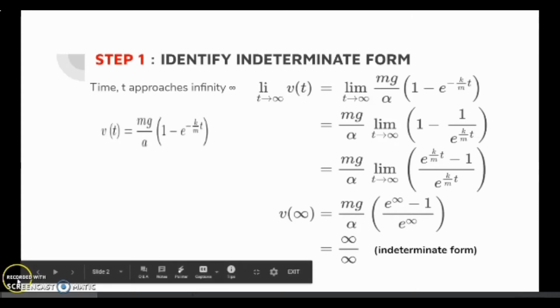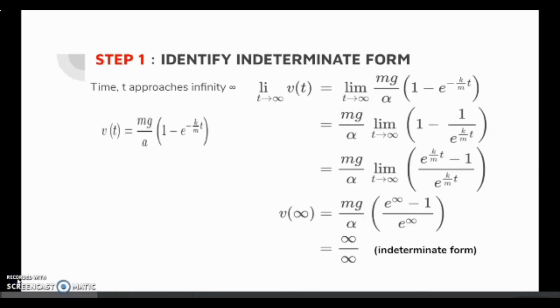We bring the mg over alpha in front of the limit, giving the limit as t approaches infinity of (1 minus 1 over e^(k/m t)). It is because e^(-k/m t) is equal to 1 over e^(k/m t).